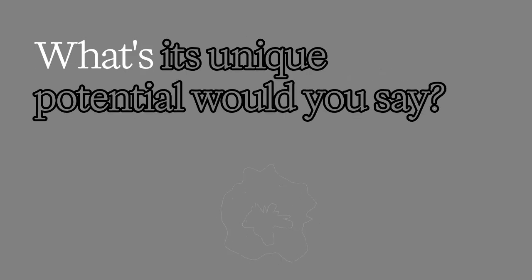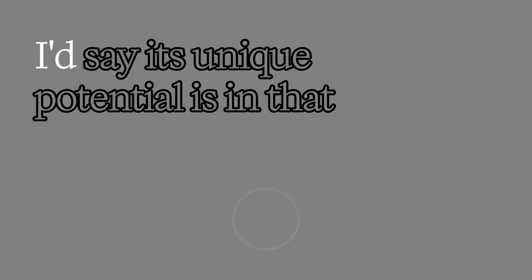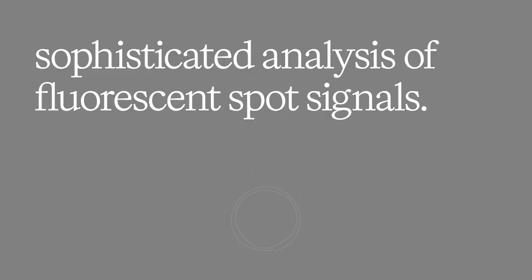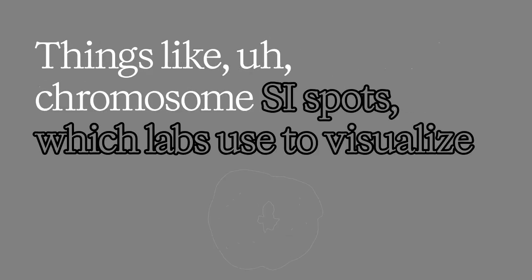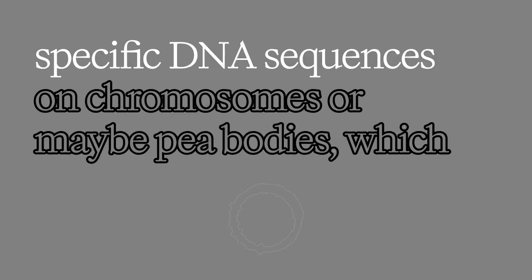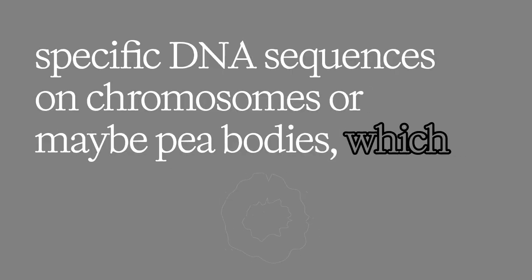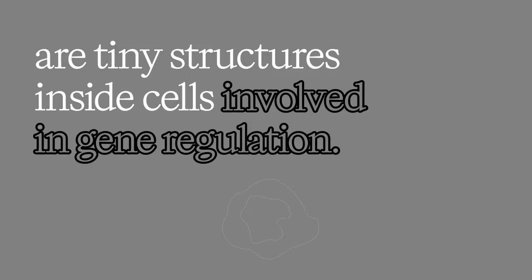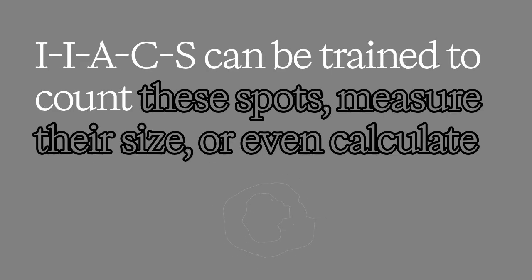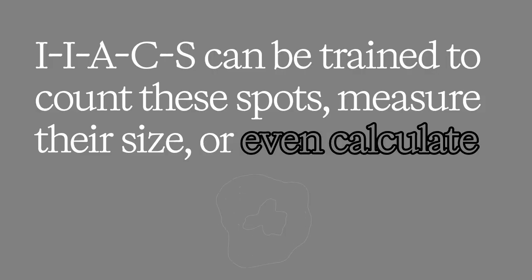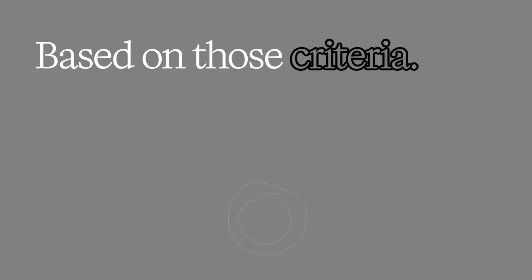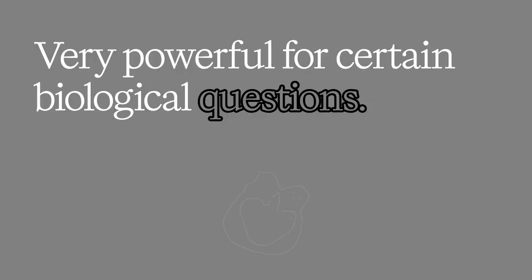It's not trivial. What's its unique potential, would you say? I'd say its unique potential is in that sophisticated analysis of fluorescent spot signals. Things like chromosome FISH spots, which labs use to visualize specific DNA sequences on chromosomes, or maybe P-bodies, which are tiny structures inside cells involved in gene regulation. IACS can be trained to count these spots, measure their size, or even calculate the distances between spots within individual cells, and then sort based on those criteria. Very powerful for certain biological questions.